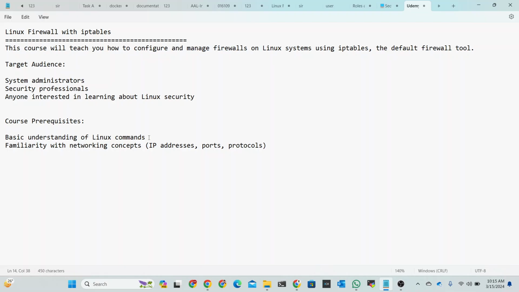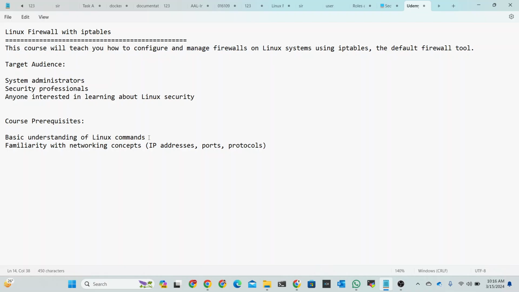Target audience. Now, before we dive in, let's talk about prerequisites. That means I will discuss some integral prerequisites. Now, I will discuss the target audience: system administrators, security professionals, anyone interested in learning about Linux security, and students.